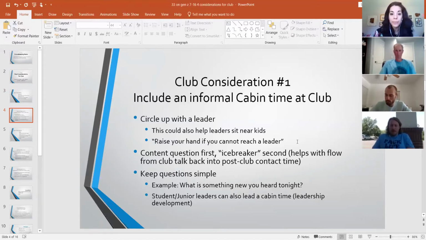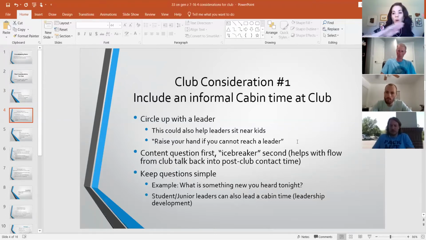Circle up with a leader. This can also help leaders sit near kids at club. It maybe helps leaders sit next to their kids at club so that they make sure that cabin time group is sitting together at club, a little bit like camp. I do this in Wildlife often in Young Life. Right before the club talk, I'll say, raise your hand if you cannot reach out and touch a leader right now.